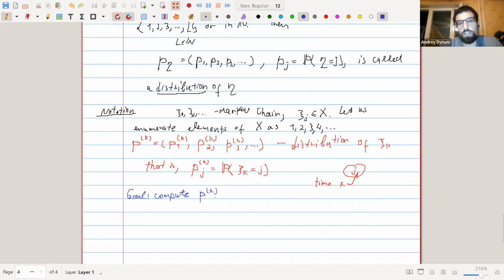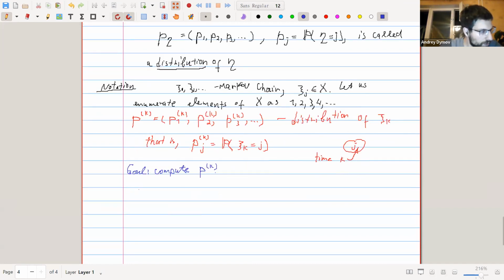So this vector actually is everything we are interested in, because of which questions we normally pose. We're asking with which probability at the moment of time 10 my frog will be sitting at the position with number like 57, right? So this is exactly the distribution of my frog at the moment of time 10.